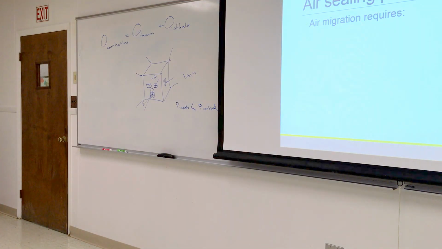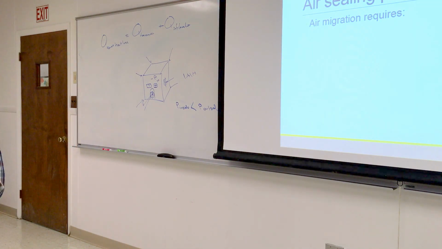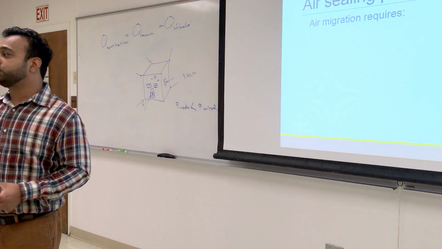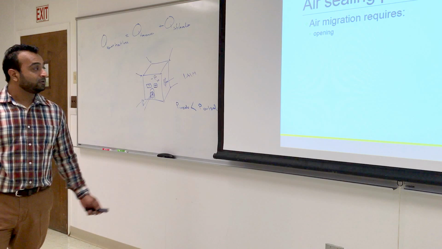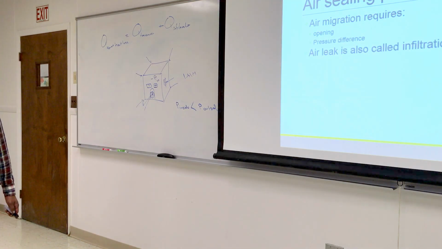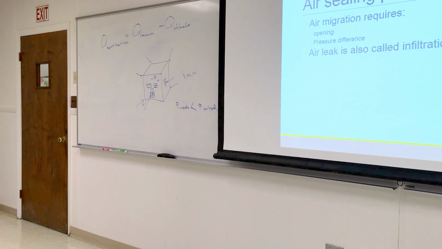If there is no pressure difference, there is no air migration. There is no motive to go for equality. It's all the same, so we're not going to move. And there's an opening. If there is no opening, there is no movement from one place to another. So these are the two requirements. It's also called infiltration because the air infiltrates the material and goes from one place to another.